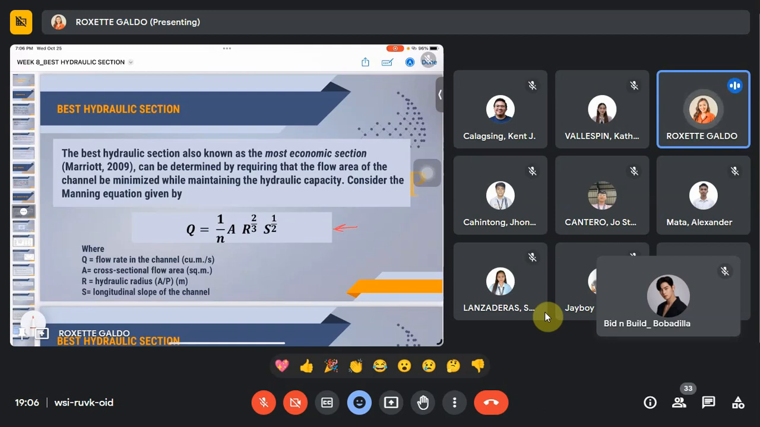the most economic section because there are different shapes, no, of the channel, right? So who can give me one shape of a channel? One lang. Trapezoidal, ma'am. Trapezoidal. Okay, very good. So our channel can either be trapezoidal, triangular, semicircle, or the rectangular. Okay. So between these four shapes now, you have to identify asa kaya ang pinaka-best na choice.